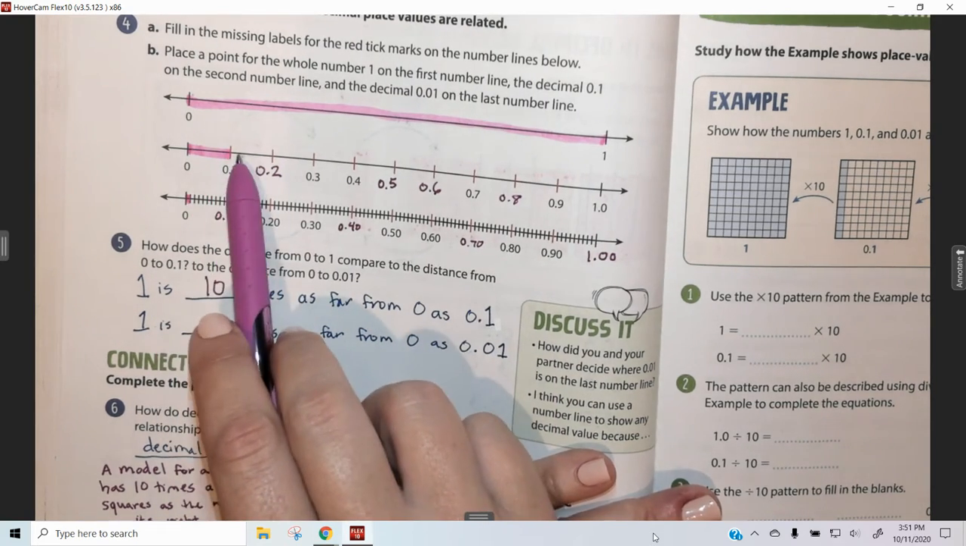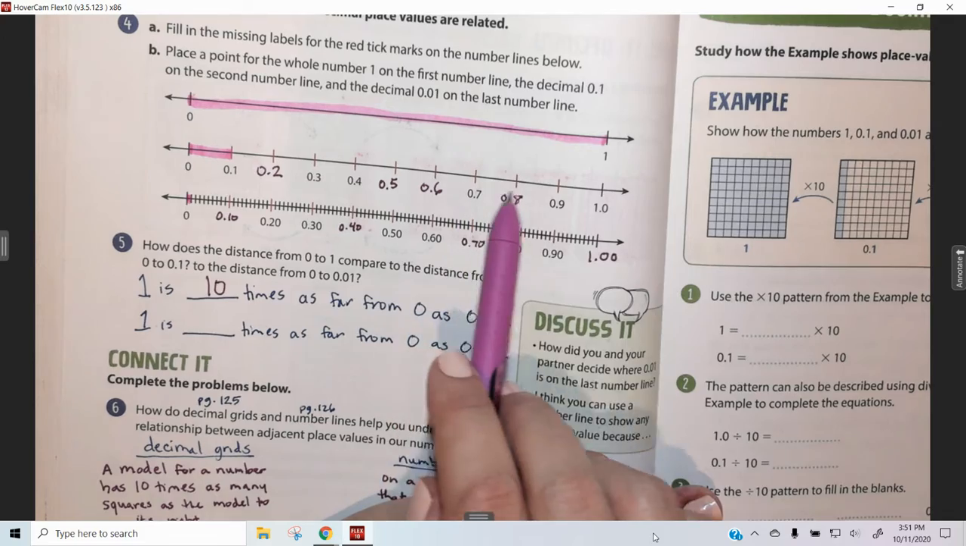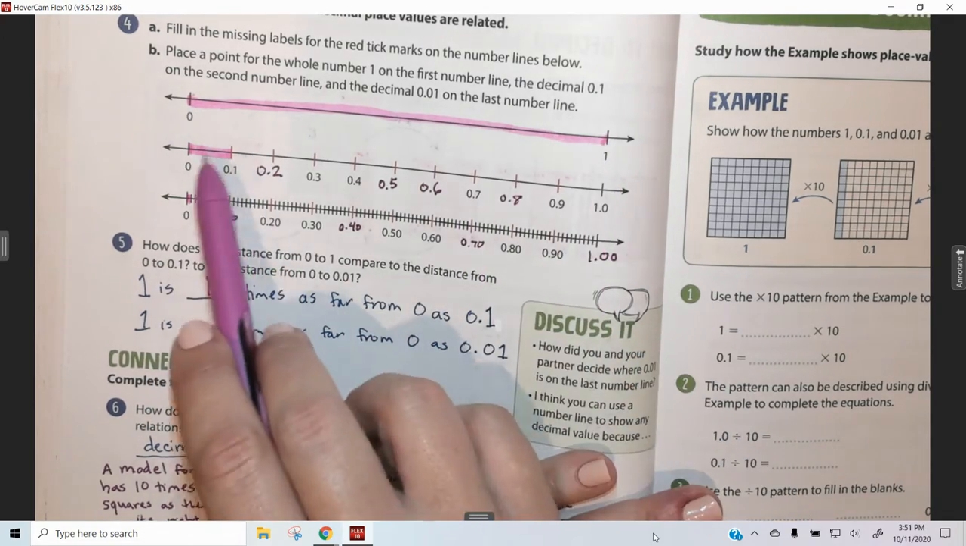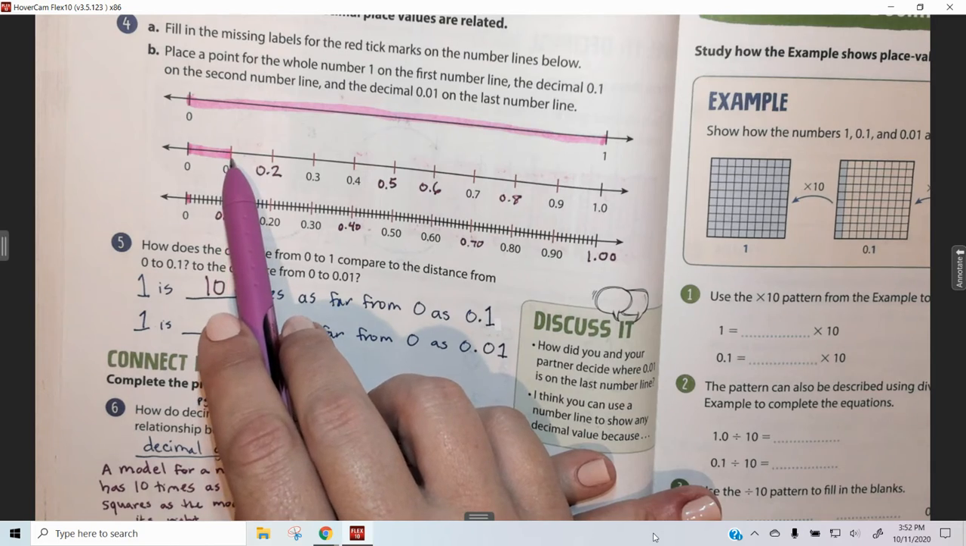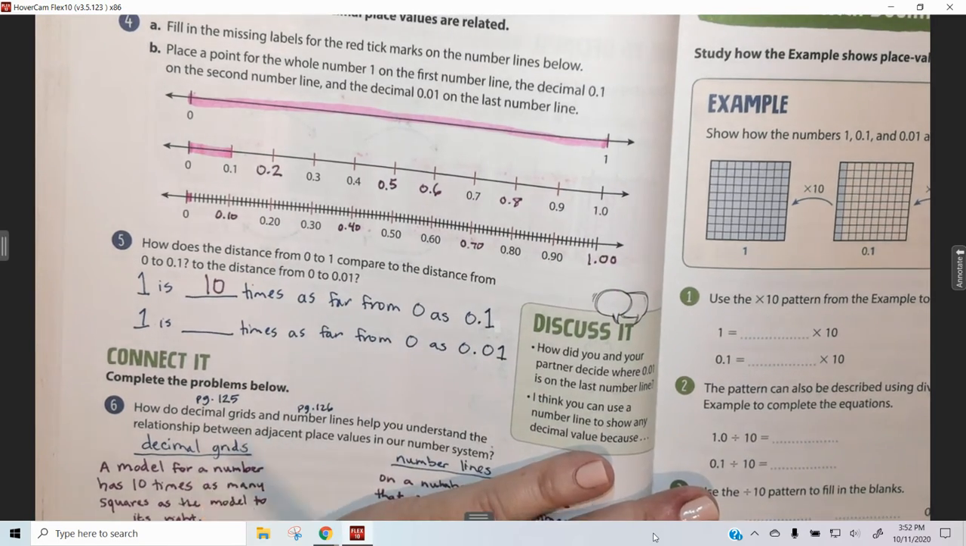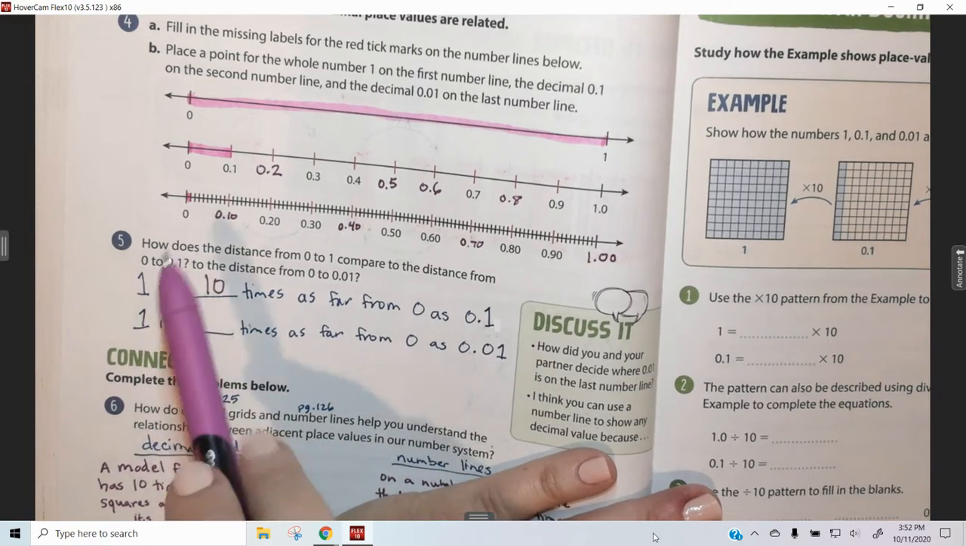Because 10 of these would fill all the way up. So 1/10 times 10 equals 1 whole. Now, this is the tricky one.